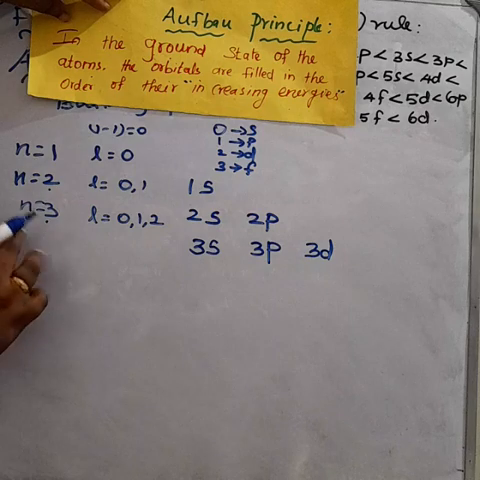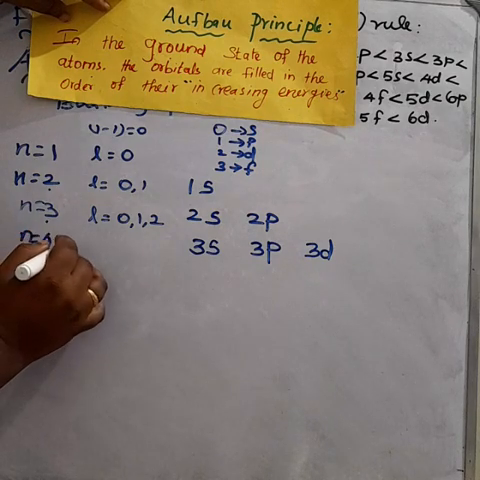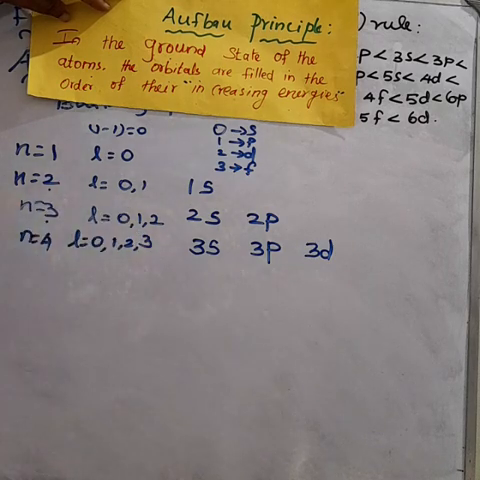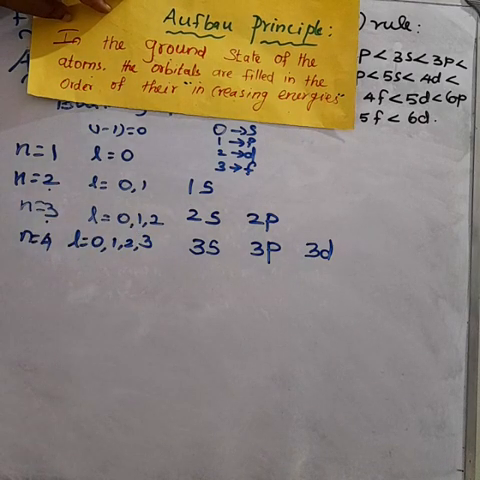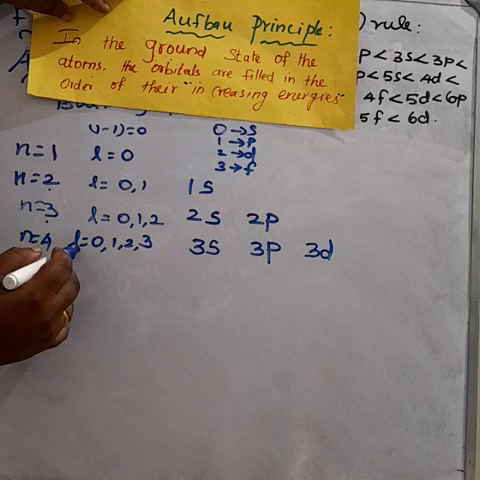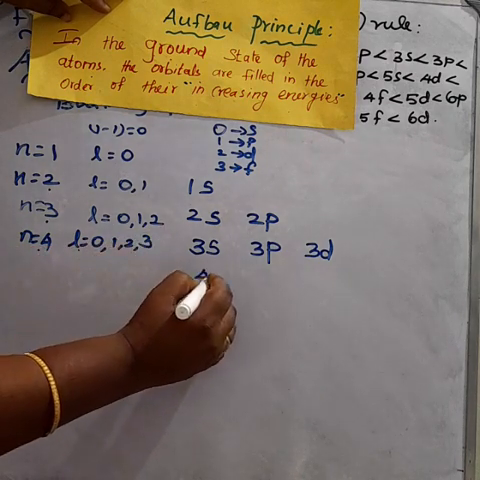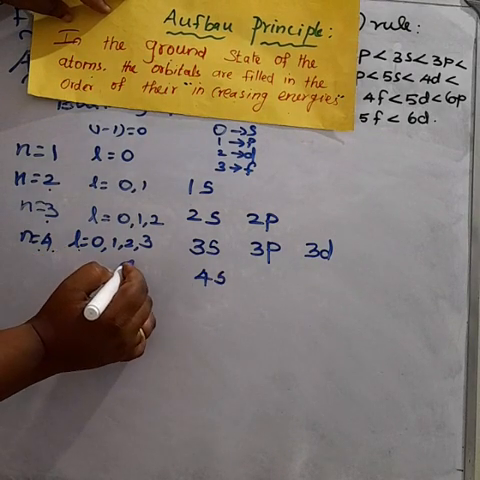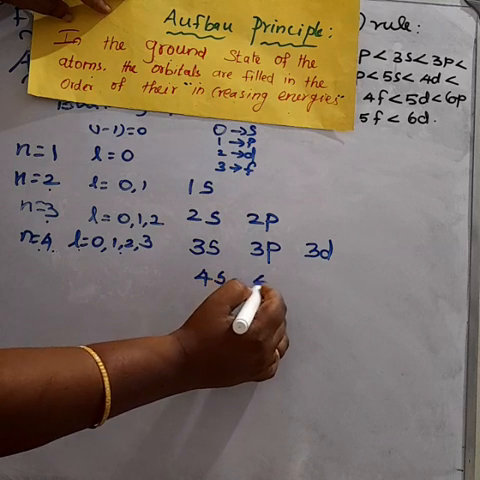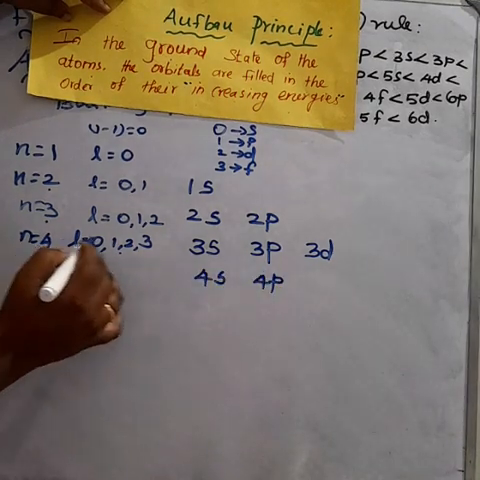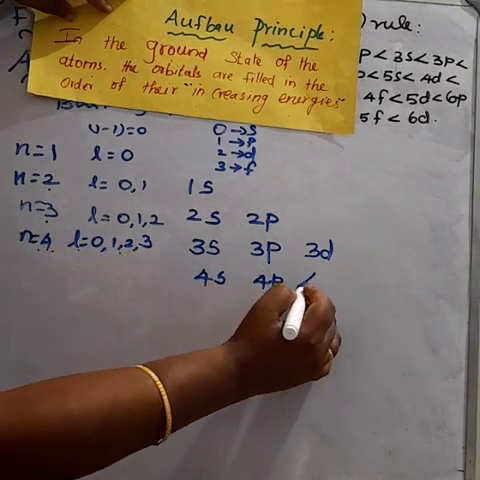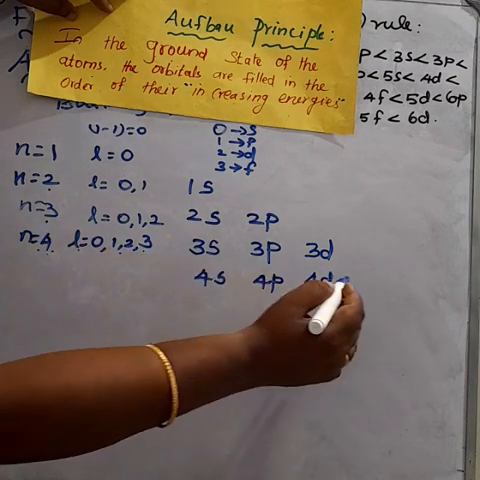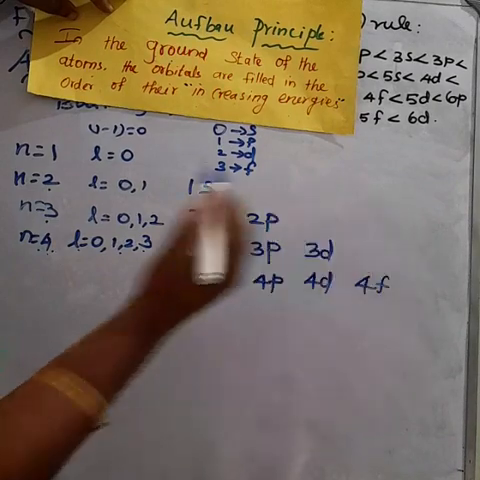n is equal to 4 means how many l values do we get? 0, 1, 2, 3. Okay, so what is the orbital name? n is equal to 4 and l is equal to 0 means 4s. n is equal to 4, l is equal to 1 means 4p. n is equal to 4, l is equal to 2 means 4d. n is equal to 4, l is equal to 3 means 4f. Okay. After that, n is equal to 5.